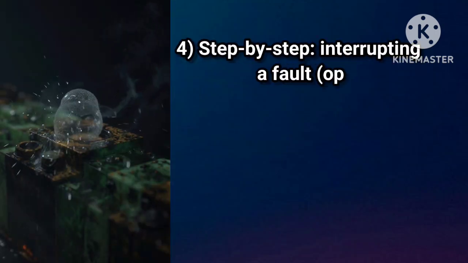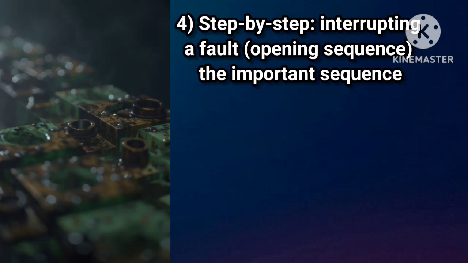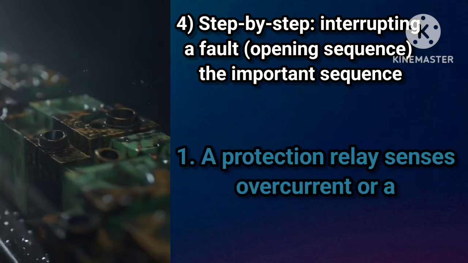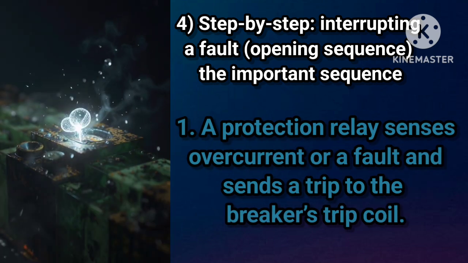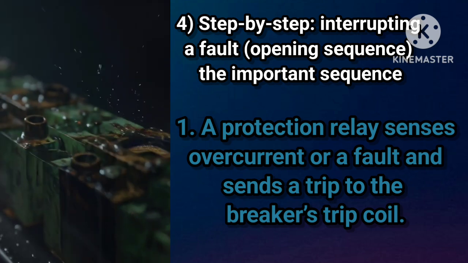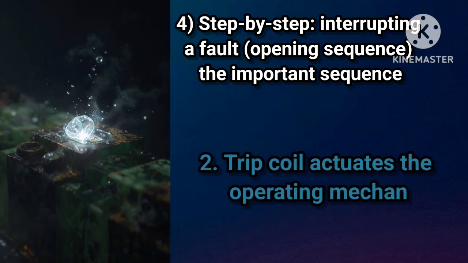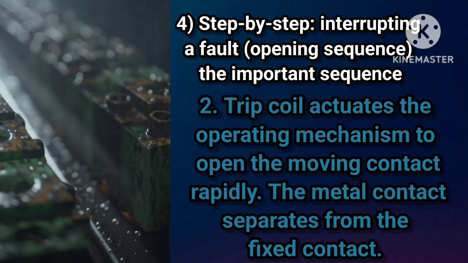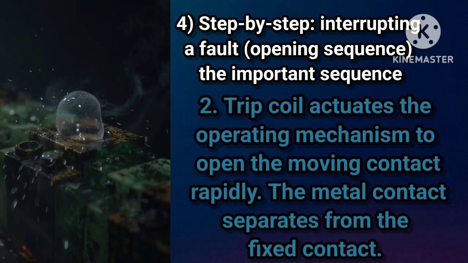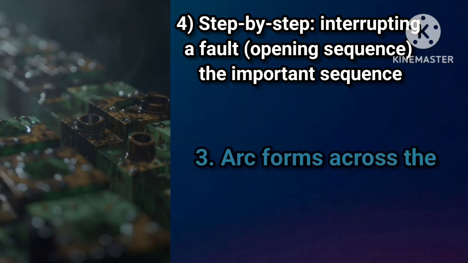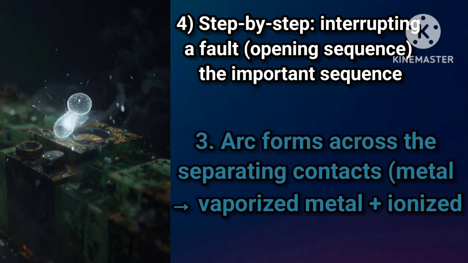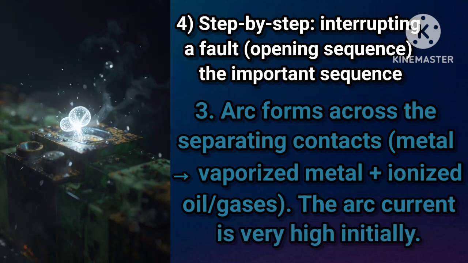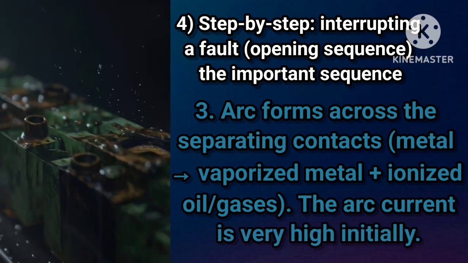4. Step-by-step, interrupting a fault, the opening sequence, the important sequence. 1. A protection relay senses overcurrent or a fault and sends a trip to the breaker's trip coil. 2. The trip coil actuates the operating mechanism to open the moving contact rapidly. The metal contact separates from the fixed contact. 3. An arc forms across the separating contacts, vaporized metal plus ionized oil gases. The arc current is very high initially.